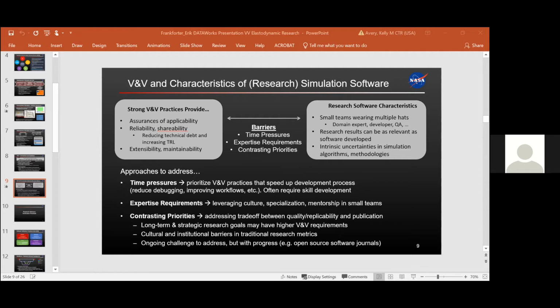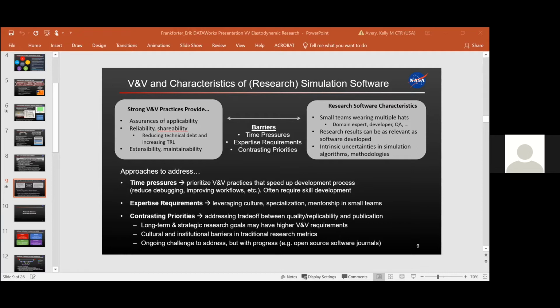Then in addressing this, so in addressing time pressures, we actually have, in many ways, when you see researchers doing things like command line debugging, having trouble with version control, often there's actually just a skill development component. And there are especially code verification practices that speed up the development process, that are self-catalyzing. The good software testing reduces debugging, improving your workflows. In terms of expertise requirements, we have the leveraging of culture, specialization, code review, mentorship in small teams, and contrasting priorities.